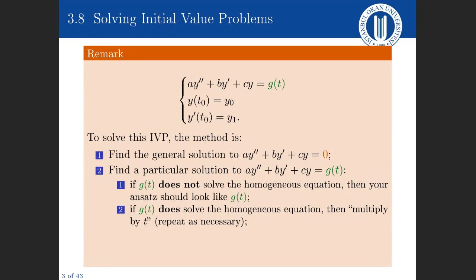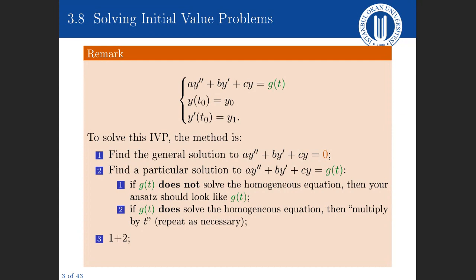If g(t) does solve the homogeneous equation, then we can't have a function that looks like g. Instead, we need to take a function which looks like g and then multiply it by t. If it still doesn't work, if it still solves the homogeneous equation, then we multiply by t again, and so on.